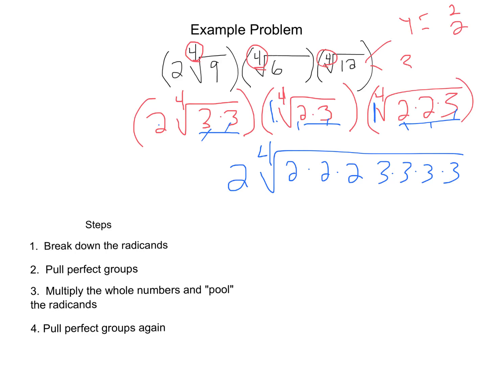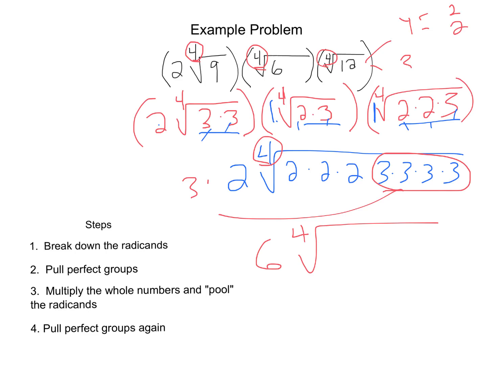So now I'm going to pull my perfect groups. The only perfect group I have, because I'm dealing with an index of 4, is this 3. So I'm going to kick that out as a 3. So 3 times 2 is 6. 4th root of, now 2 times 2 times 2 gives me 8. And we're done.